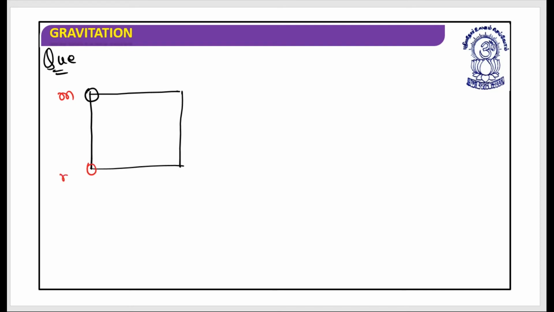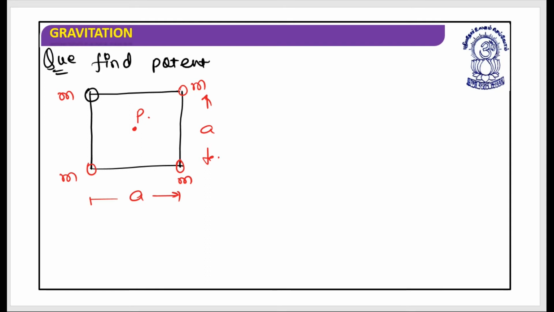Let's check the next question. The question says that, let's suppose the situation is something like this. Four masses are there: m, m, m, m. The separation between these masses is a by a. A midpoint is there at this point. This is point P.